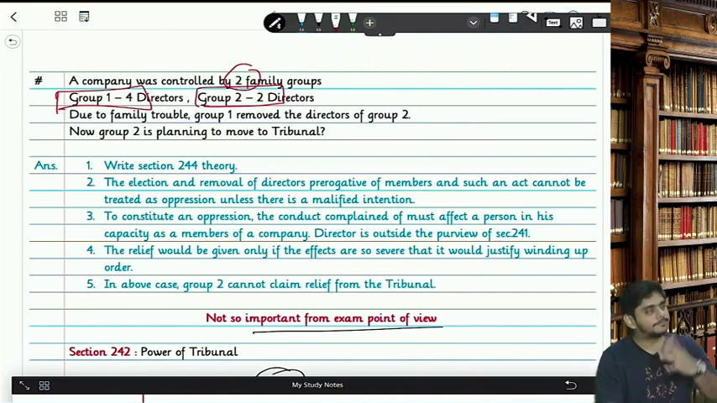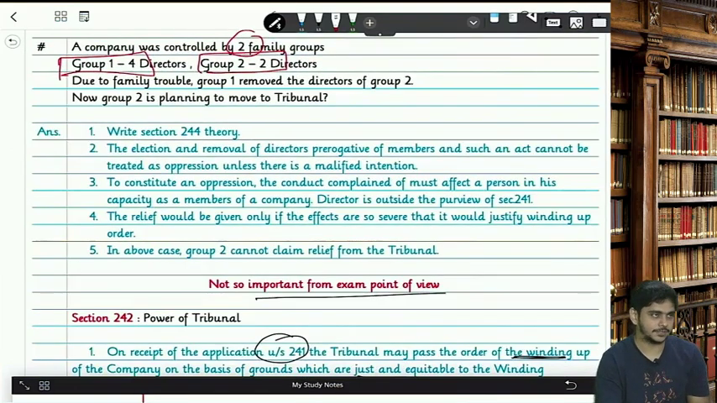No sir. They will not get the relief. Why? Because this chapter is covered only for members. Wrong has happened, I accept that wrong has happened, but that wrong has happened to the directors. It may be covered under some other section, but it will not be covered here, keep that in mind.